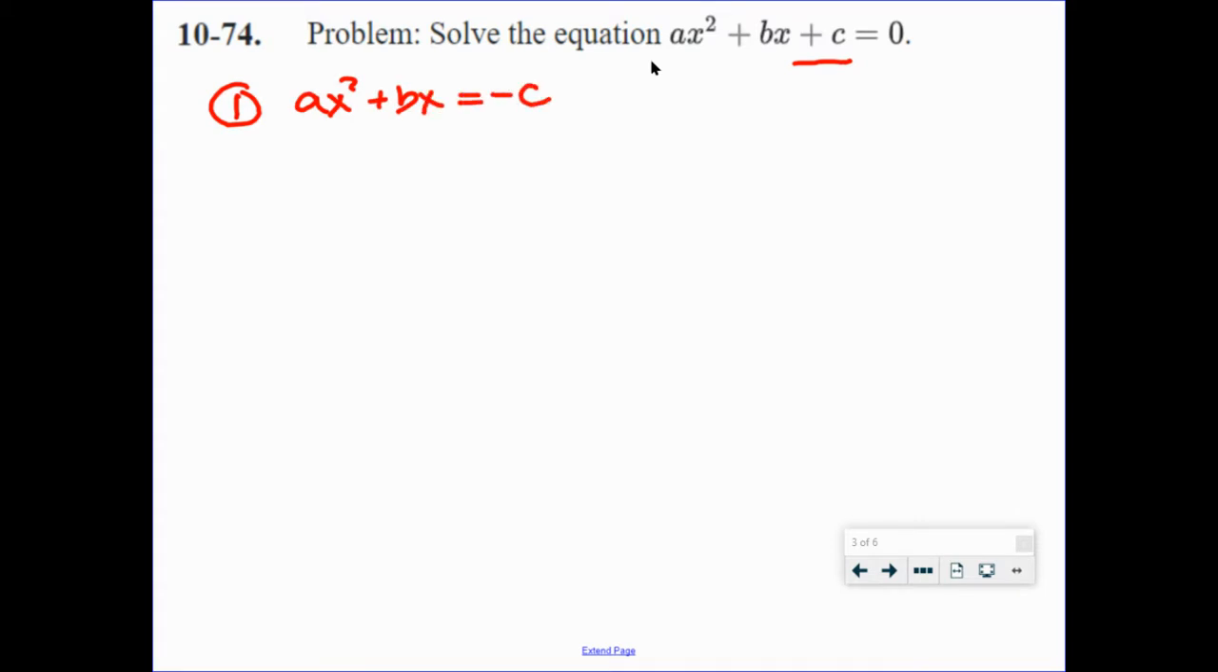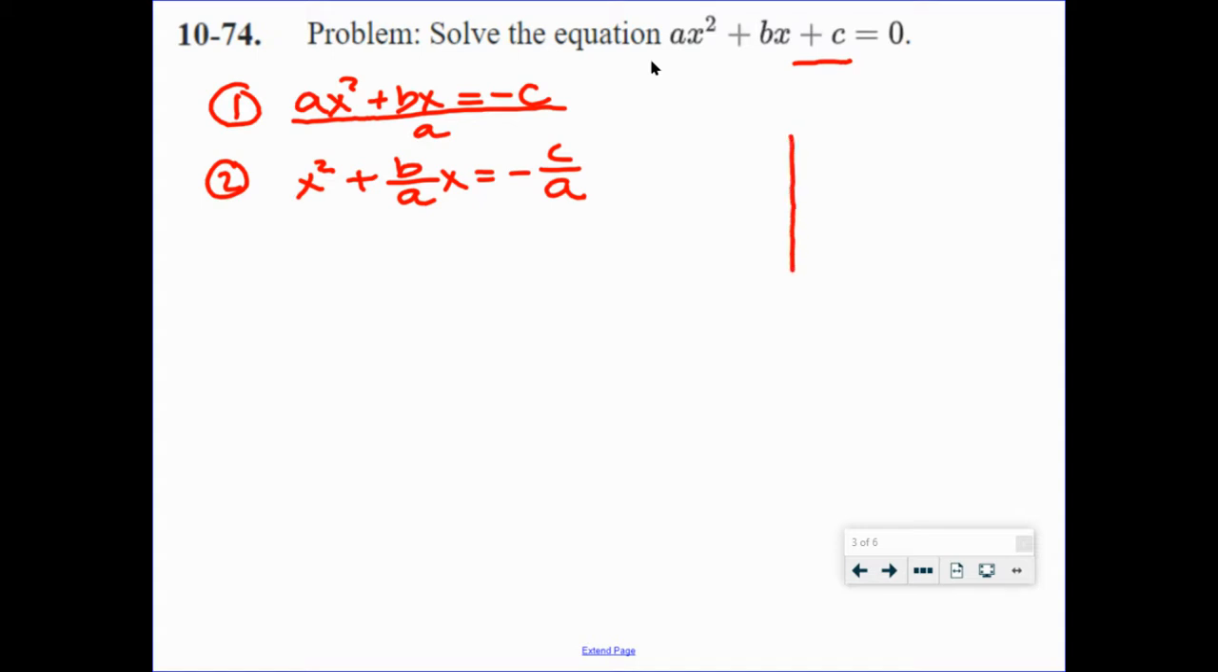And I want to get, remember, our leading coefficient should be 1. So I'm going to divide all of this by a. So we should be left with x squared plus b over a x equals negative c over a. Now, if you remember with completing the square, there were two ways that we talked about doing this. I'm going to talk about both of them right now.